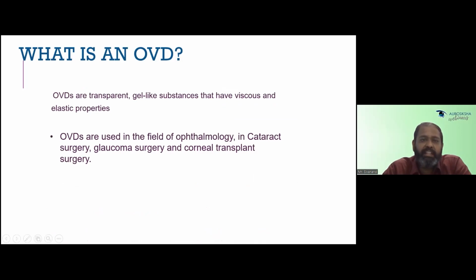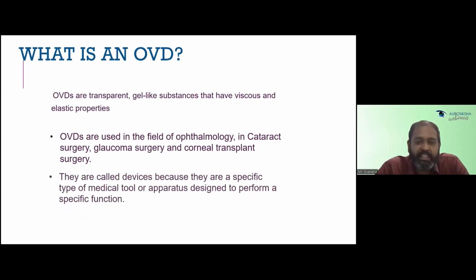So OVD is an ophthalmic viscosurgical device. This is the official name, like phacoemulsification surgery is the actual name; we commonly call it phaco. So OVD is the actual name. Ophthalmic viscosurgical devices are transparent gel-like substances that have viscous and elastic properties, and they are used in ophthalmology during cataract, glaucoma, and corneal transplant surgeries.